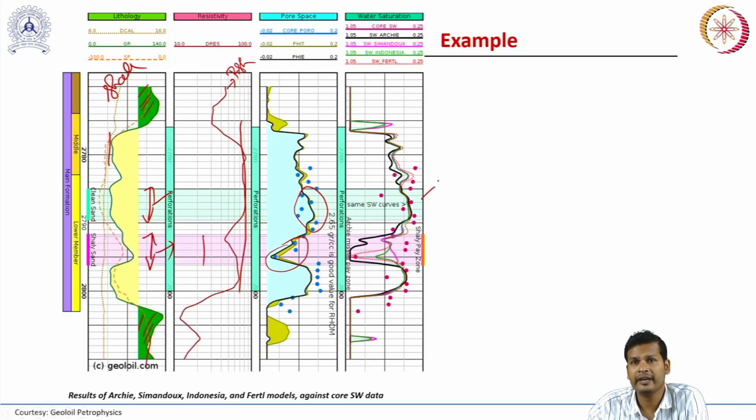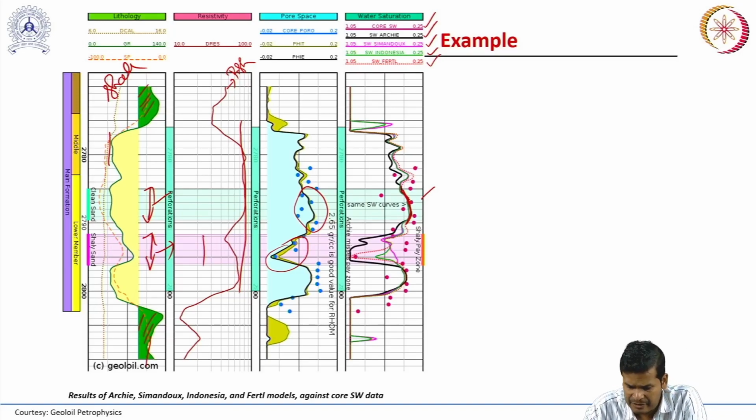Now coming to the water saturation calculation, in the clean zone you can see all the water saturation equations are giving you the same water saturation values. The dots, which are core-derived water saturation, are also matching with almost all the water models. So black one is our Archie, the pink one is our Simandoux, green one is our Indonesian, and this dotted orange line is our Fertl equation. So you can see in the clean zones, all the models are giving us almost the same water saturation because the formation is clean, and all the models, whether Simandoux or Indonesian or Fertl, will transform to the Archie equation if the value of VSH is equal to 0.